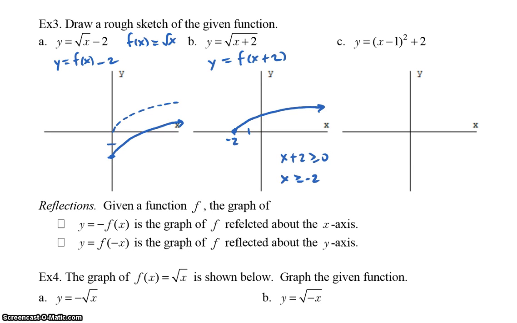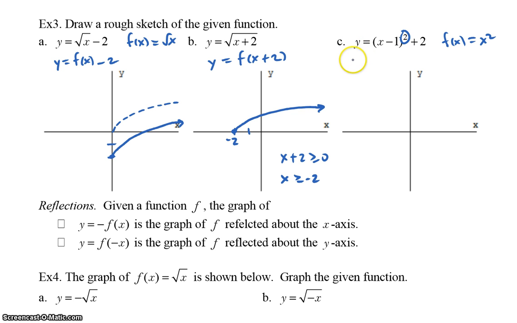Continuing with the section 2.7 notes, we're on example 3, part C, and we're trying to draw just a rough sketch of a graph using transformation rules. And for part C, we have a different function. The parent function here, notice the square. So the parent function is the squaring function, and you may recall that's a parabola with vertex at the origin.